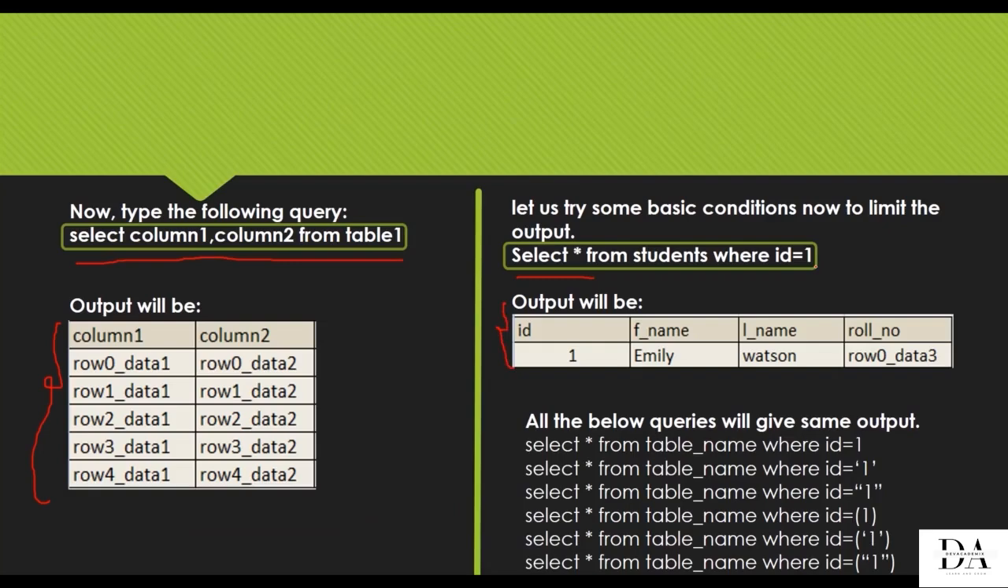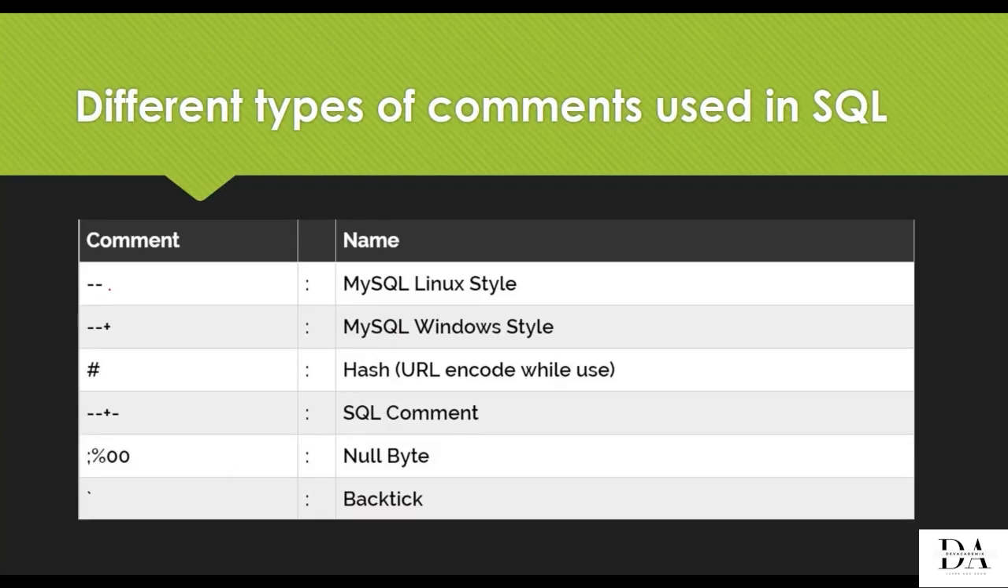In place of 1, I can also use the following. It will give me the same result. So all these queries below will give the same result even if I use dash, inverted comma, bracket, dash with inverted comma, and inverted comma. So these are the following methods via which we can comment out a query in our SQL injection. Let's look at an example.